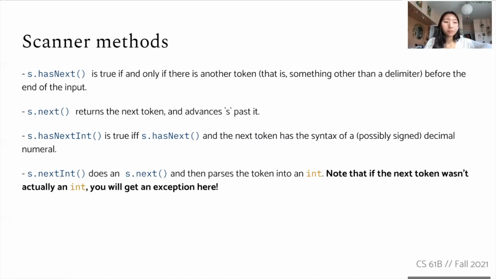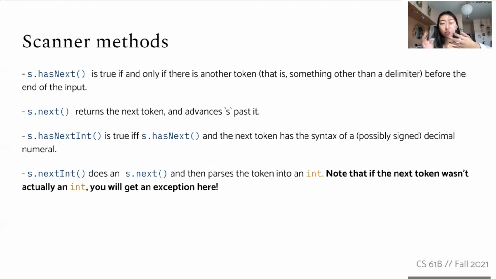A scanner takes in this input and reads all of the things. Then you can iterate through and go through the tokens one at a time. So s.hasNext, assuming s is some scanner, is true if and only if there's another token before the end of the input. In other words, there's something next to return that's not a delimiter. S.next actually returns the next token and then advances s, or in other words, moves our little iteration marker down the line.